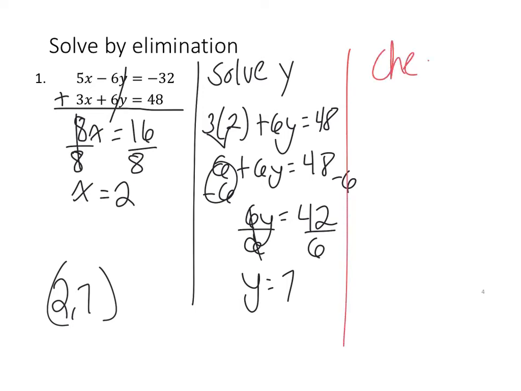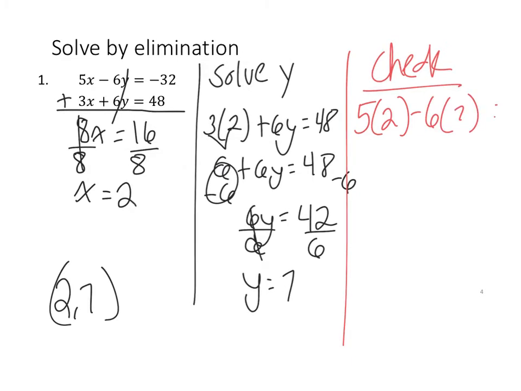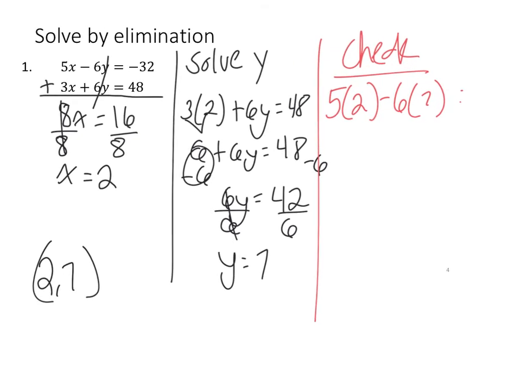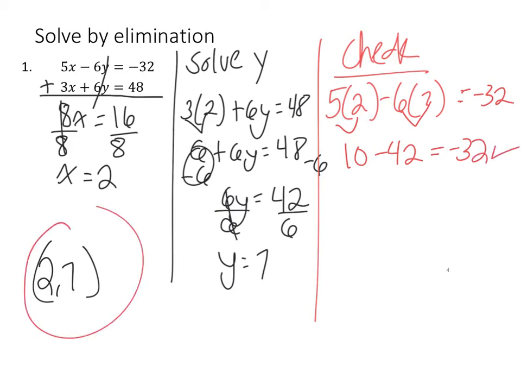Okay. I'm going to use my first equation to check. 5 times 2 minus 6 times 7 equals negative 32. 5 times 2 is 10. Negative 6 times 7 gives me 42. 10 minus 42 gives me negative 32. My answer checks out. So 2, 7 is my solution.